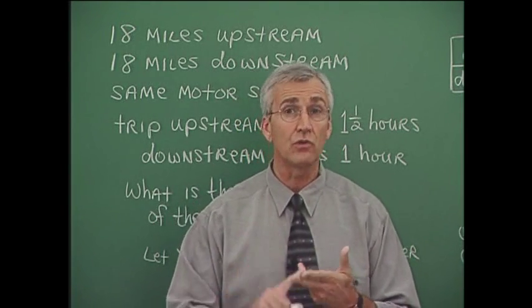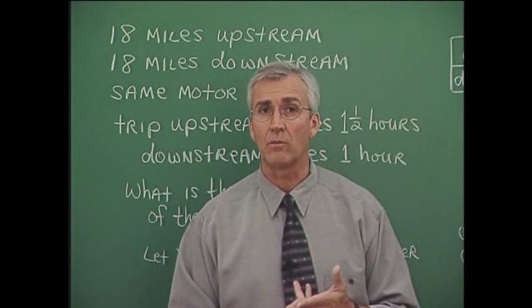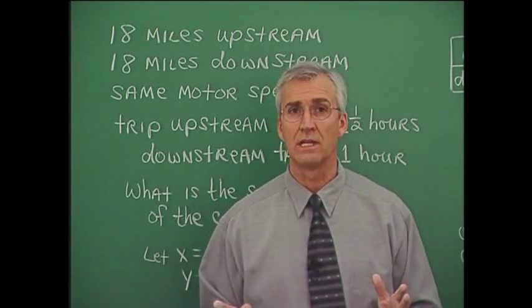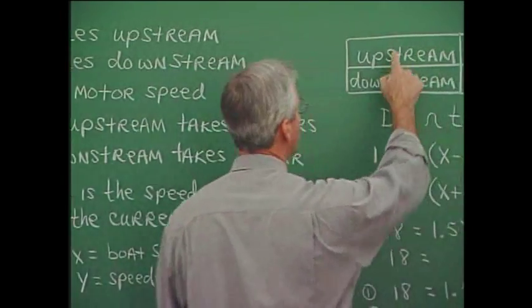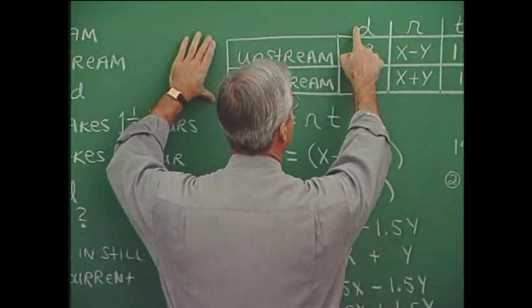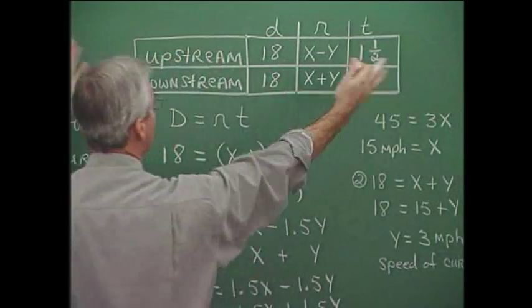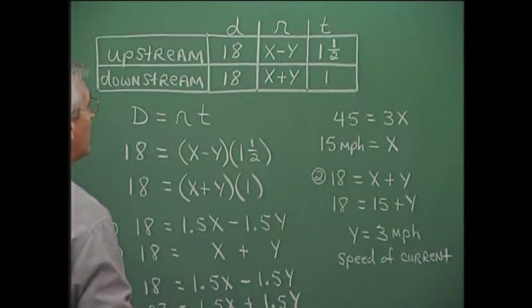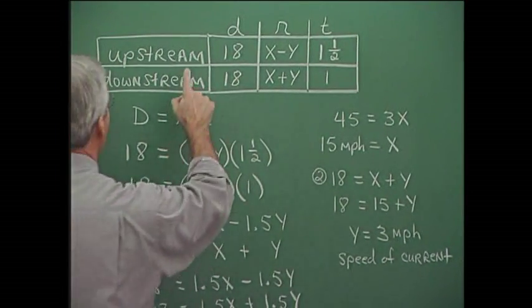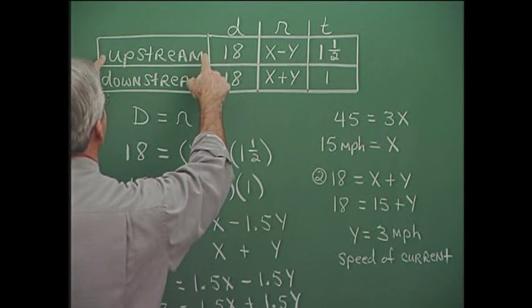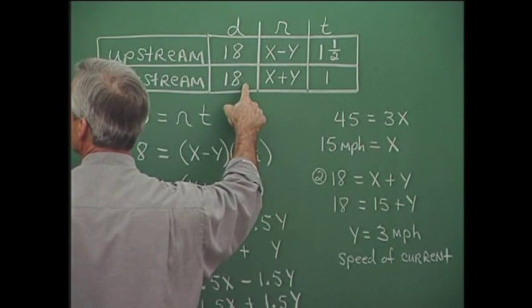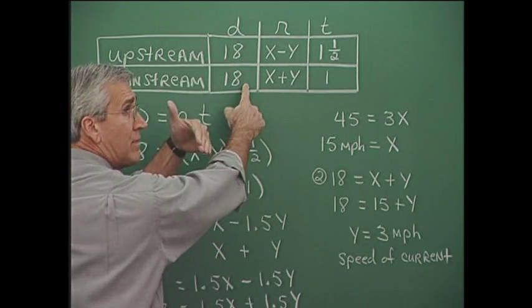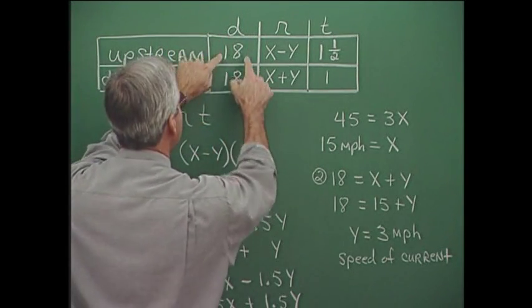two vehicles or two directions of travel involved in a problem, we set up a table of information, and the table would look like this. Now we have information about upstream and downstream travel. We have distance, rate, and time, and we just go through and try to fill in the information that we know. And it's a pretty trivial situation to write down the upstream distance and the downstream distance, because it was 18 miles upstream, 18 miles downstream. All right, so 18s go here.